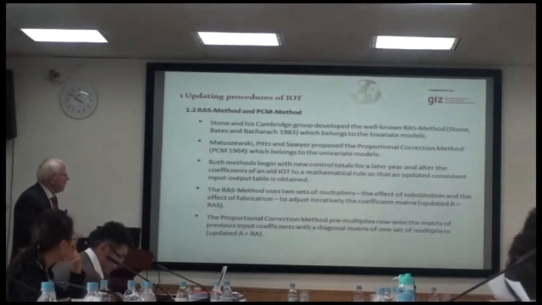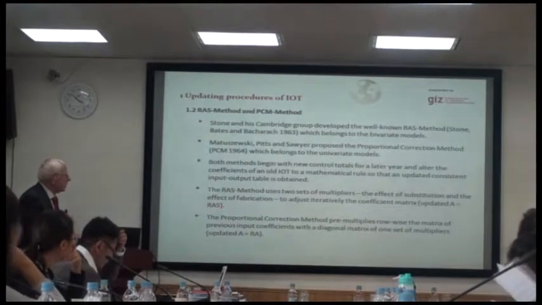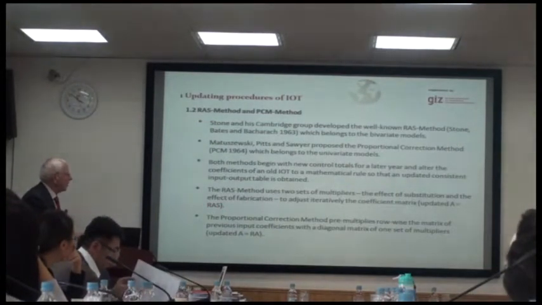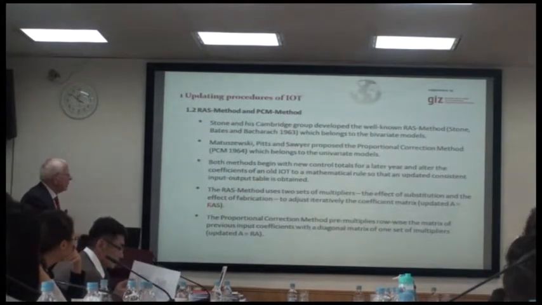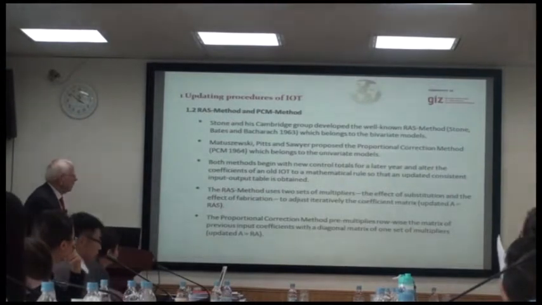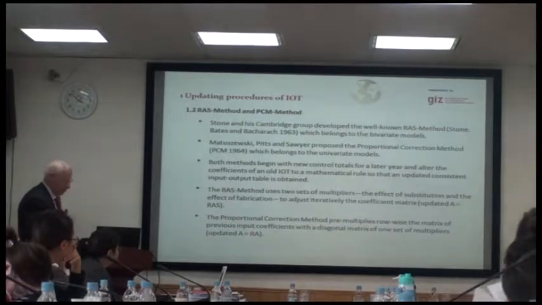Here we have the old A, and here we have the so-called substitution effect, and that is the fabrication effect. R is the effect of fabrication that will be working by column, and the effect of substitution will be working by row, and here it's only an effect that will be working by column.